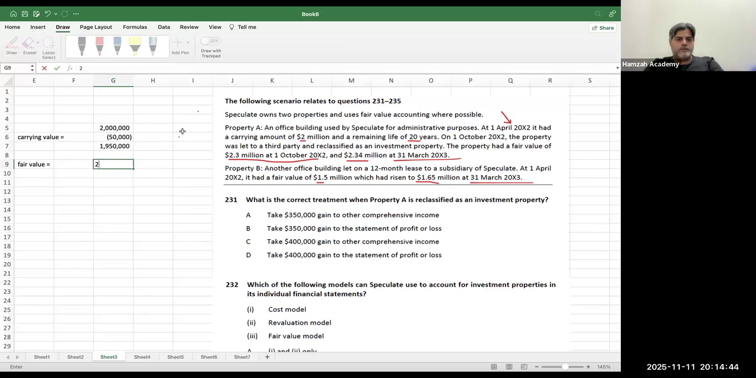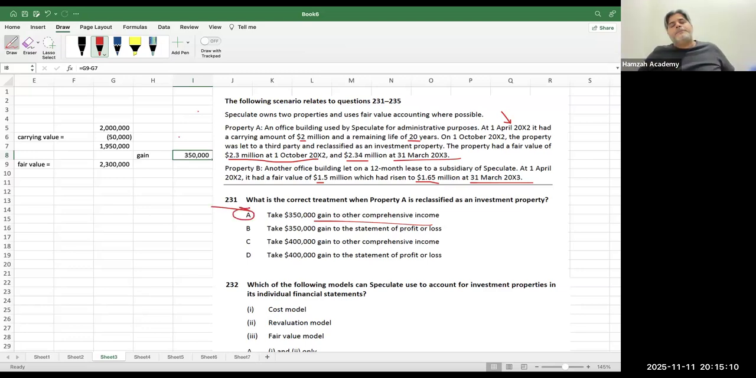2.3 million, 2.3 million. My bad, it's correct. So the gain in between is this minus this, which is 350,000. So when the property is taken up from IAS 16 to IAS 40, the gain of this 350,000 is going to be taken to other comprehensive income. Option A is correct over here, right? When the property is shifted from IAS 16 to IAS 40, whatever gain we have is going to be taken to other comprehensive income.